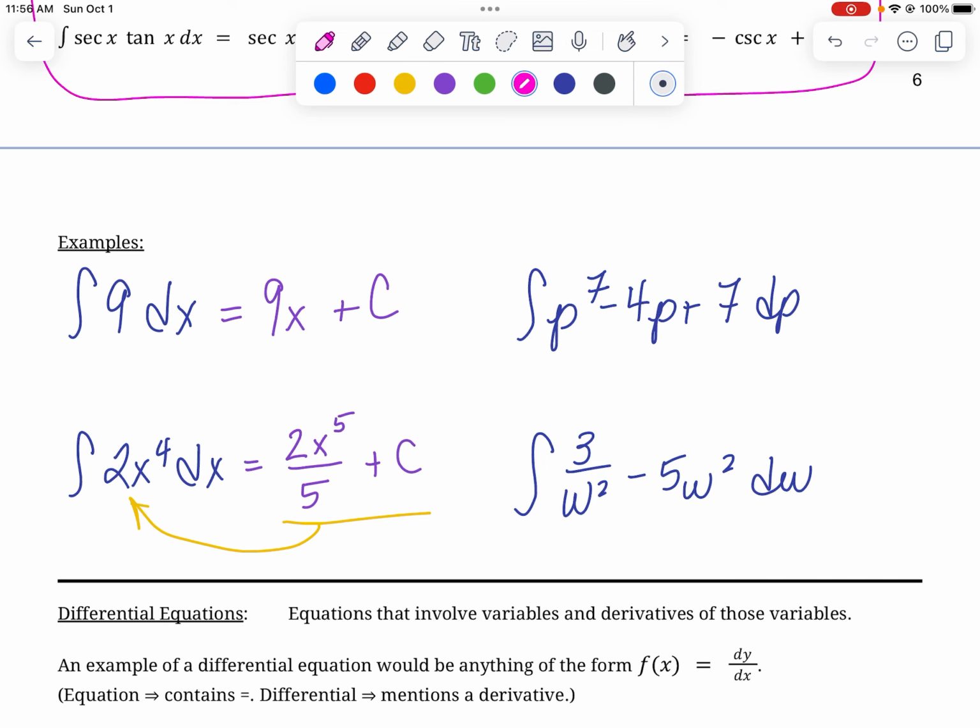All right, the next one, the dp, reminds me that my independent variable is p. And in this last one, we want to be a little careful about what w to the second means on the bottom. So I'm going to stop talking for a hot sec. Try these two. You can pause if you want. And we can come back and check your answer.